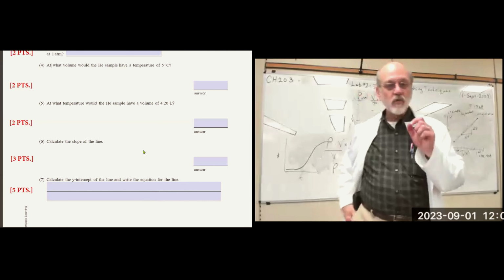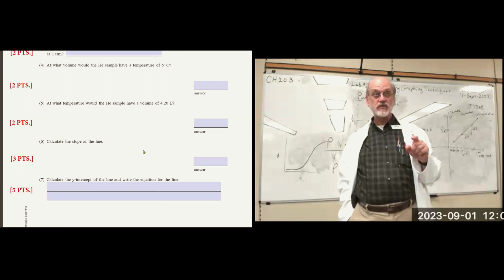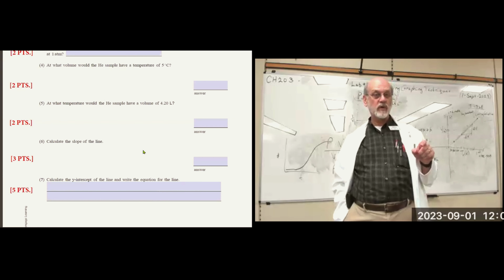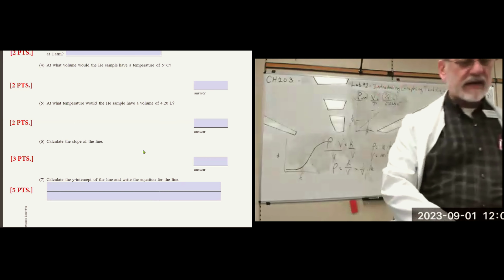And remember, when you write these values in, they all have units of measure. Right? So be sure and put the units of measure in. It's worth points. How about the slope of a line? That one might give you a little trouble.